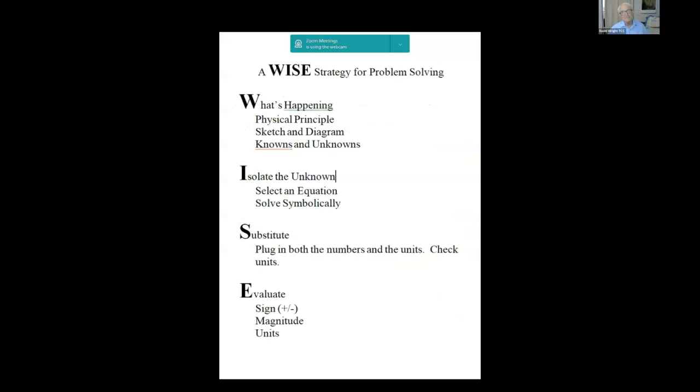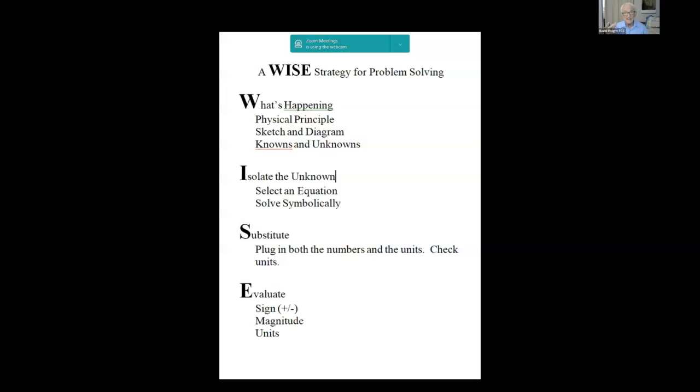Here's what mine looked like. The W is what's happening. What's the physical principle? Is it a kinematics problem? Is it a dynamics problem? Is it a work energy problem? Is it an electrical potential problem? And once you've decided that, you'll know what kind of diagram to draw. I'll give you a lot of examples of this in a minute. And oftentimes include a sketch as well as a diagram.